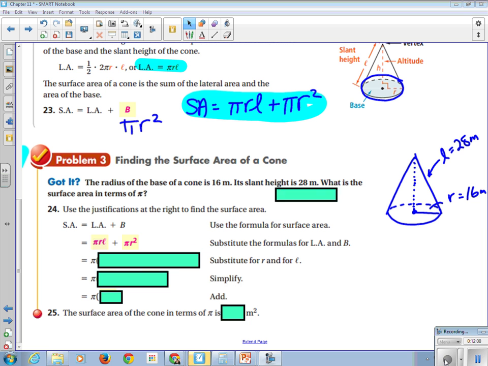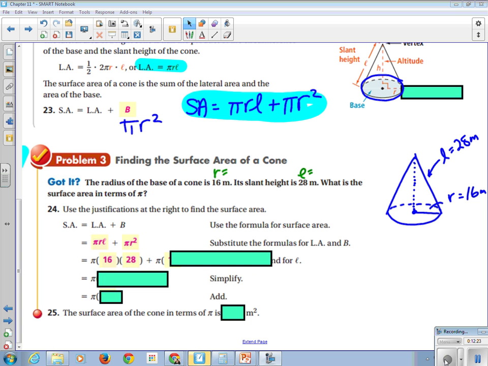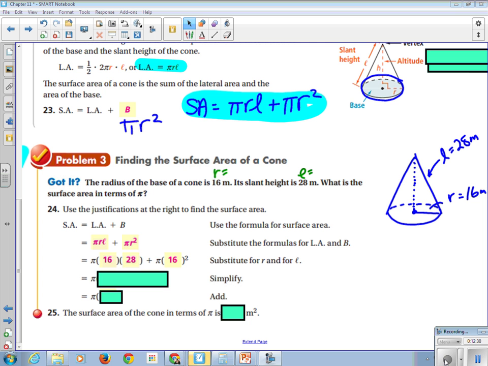So if we look, we are going to take the surface area formula, pi r l plus pi r squared, and we're going to plug in 16 for the radius and 28 for L. So pi times 16 times 28. And then for the area of the circle, we are just going to plug in 16 and square it. Then I'm going to do those multiplications. And then I'm going to add, when we're in this scenario, we treat the pi just the same way we would treat an x and add our values together. 448 plus 256 is 704. So our surface area of the cone is 704 pi.